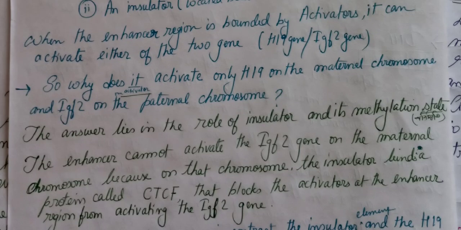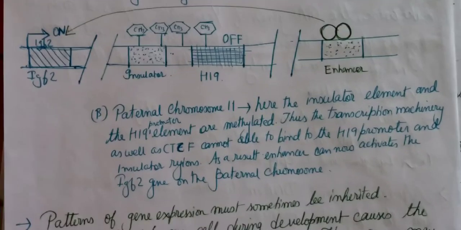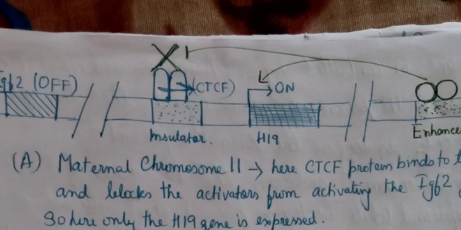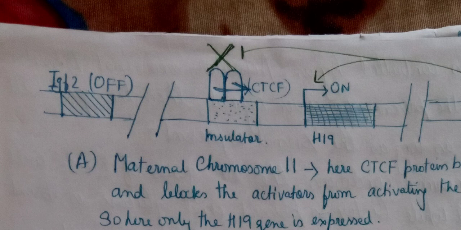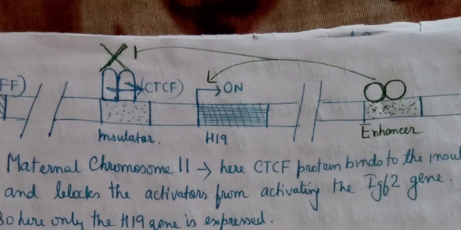I have shown you the insulator. See the figure of the insulator. If you look at the picture, a protein is bound, right? A protein called CTCF binds to the insulator, which prevents the enhancer from expressing the IGF2 gene, while allowing the H19 gene to be expressed.